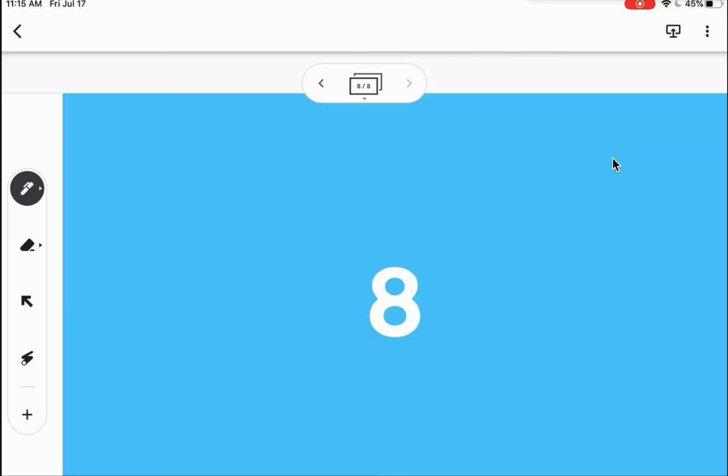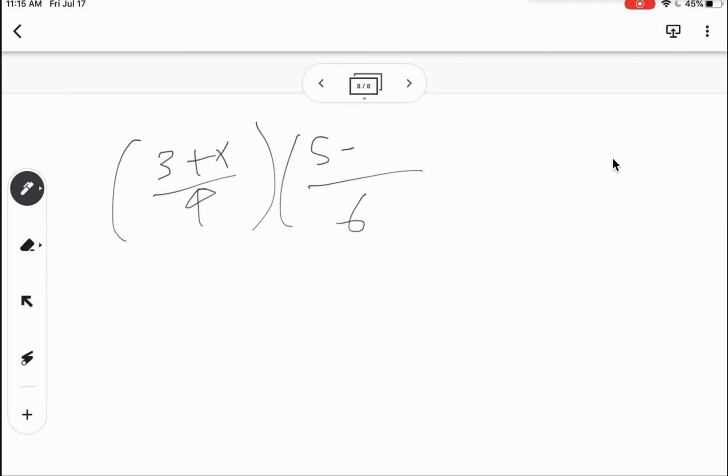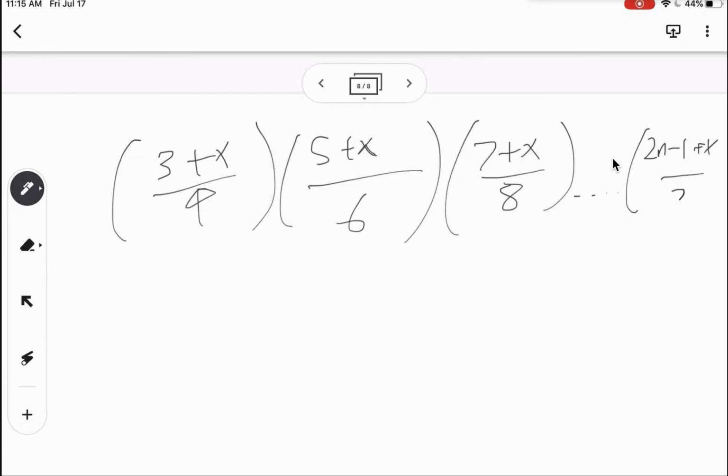But I'll show you a much easier way to do this problem. First of all, let's write out the generating function. The generating function would be (3 plus x over 4) times (5 plus x over 6) times (7 plus x over 8) all the way to (2n minus 1 plus x over 2n). Let's call this P of x. Besides just brute forcing it, we want to somehow find what this P of x should be.